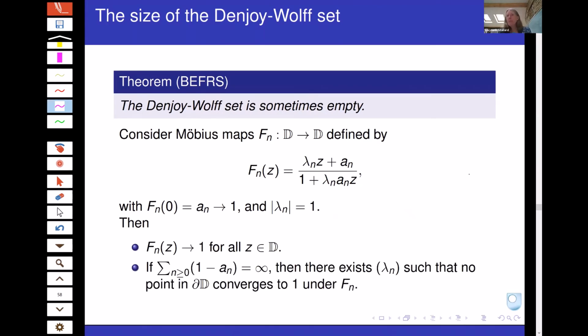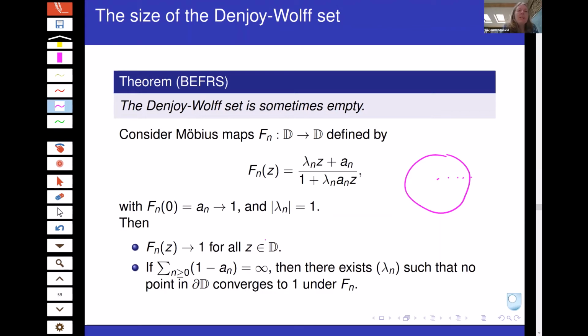Okay, so all the interior points are converging to 1. But if we have this situation, so that the sum of this 1 minus An is divergent. So the 1 minus An, I should draw my picture again. Okay, so I have these points going in here. So these are the An going in here. So 1 minus An is the distance to the boundary. So if these points are going in sufficiently slowly that the sum of these distances is infinite, then we can choose values of lambda n so that no points in the boundary converge to 1. And actually it follows from a later result, but if this sum is convergent, then actually almost all points will converge to 1.